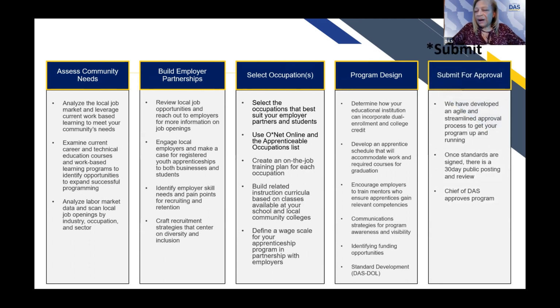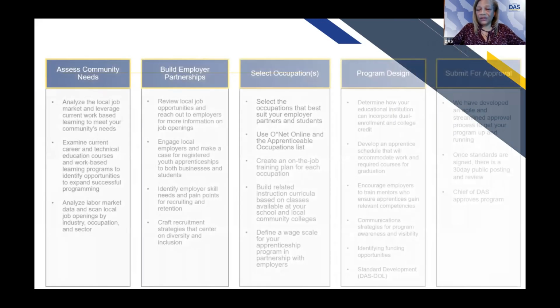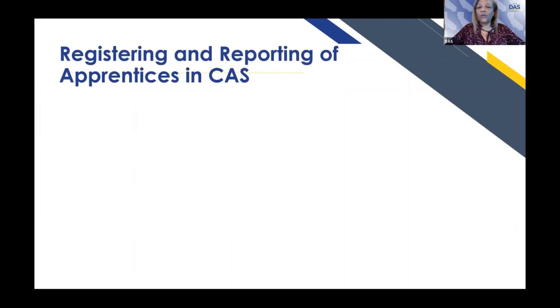Now, once standards are signed, there is a 30-day process for public comment. But if you've done those earlier steps, then you know that you brought the community partners to the table and you know that you're designing a strong program. The chief from the Division of Apprenticeship Standards signs and you're ready to go. What you're ready to do next is to begin to register your apprentice, registering and reporting your apprentice in our system, the system of CAS.